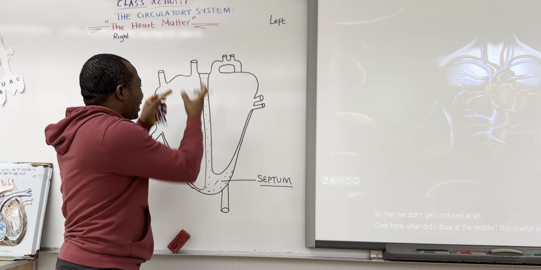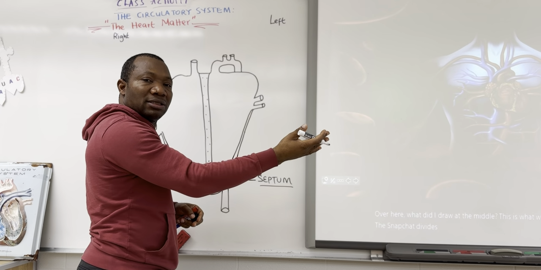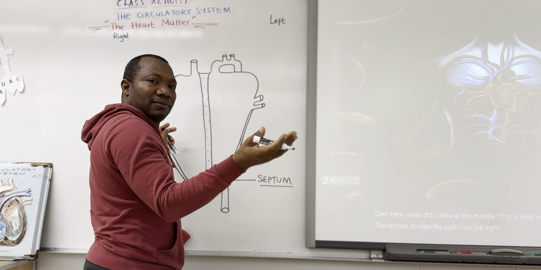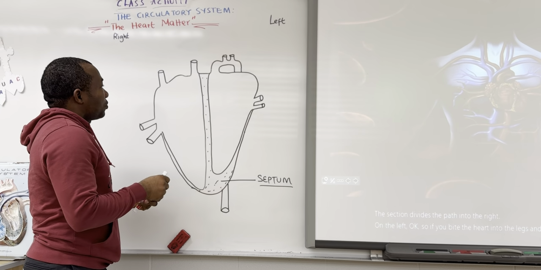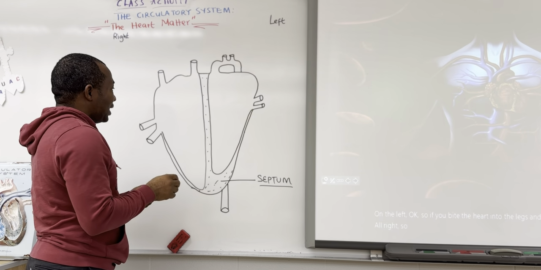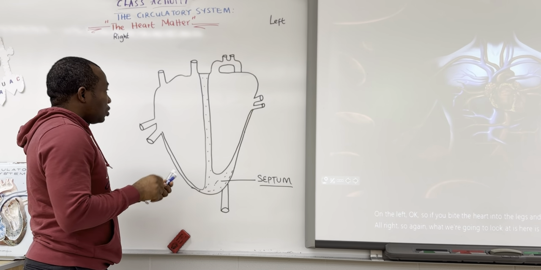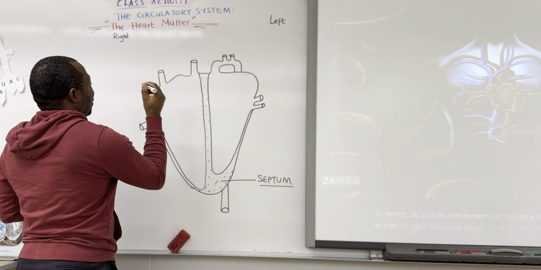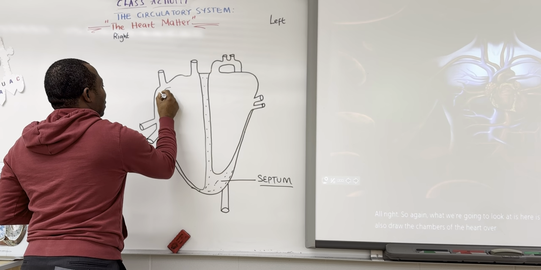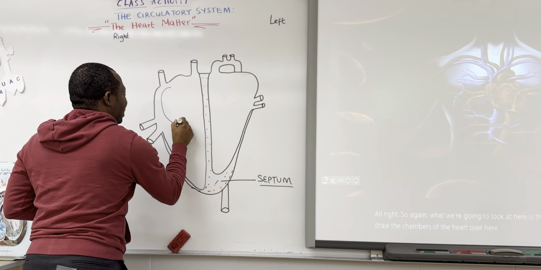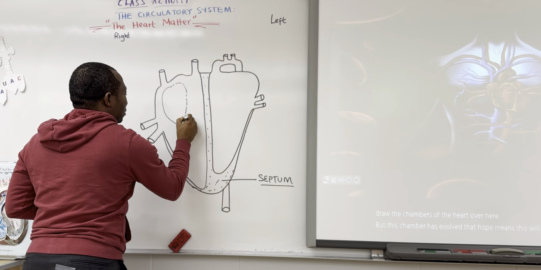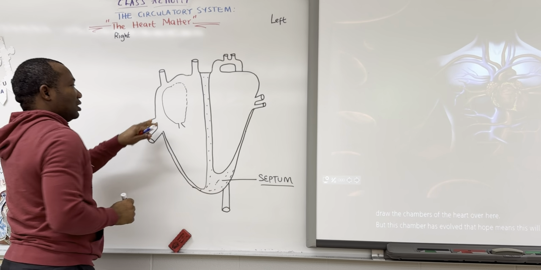The septum divides the heart into the right and the left. Okay? So it divides the heart into the left and the right. All right. So again, what we're going to look at here is that the heart has chambers. So I will also draw the chambers of the heart over here. And this chamber has a valve that opens this way. This is the upper chamber.